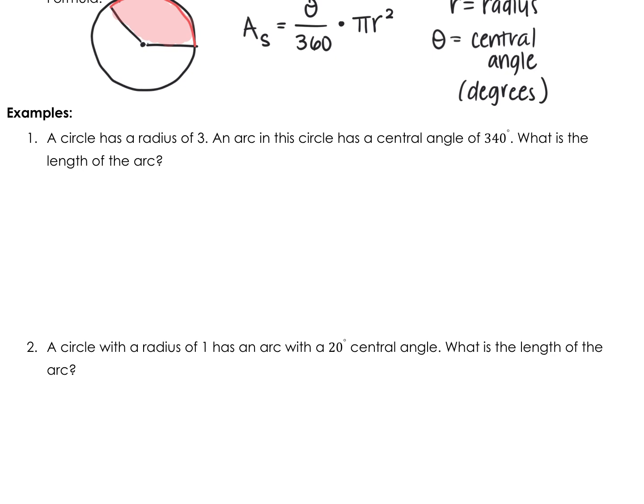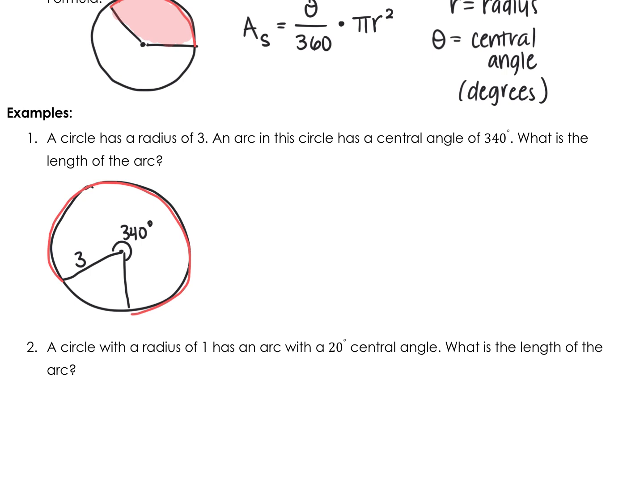We have a circle that has a radius of 3 and an arc in this circle that has a central angle of 340 degrees. What is the length of the arc? If I were to draw a picture of this, 340 degrees is almost the entirety of the circle. So if we're thinking of that, it is a major arc. This entire angle here measures 340 degrees, and we have a radius of 3.